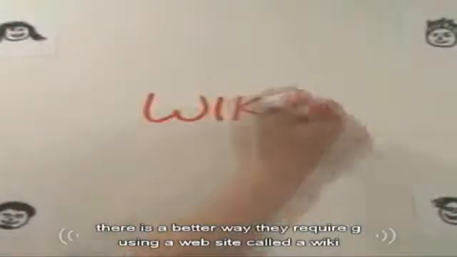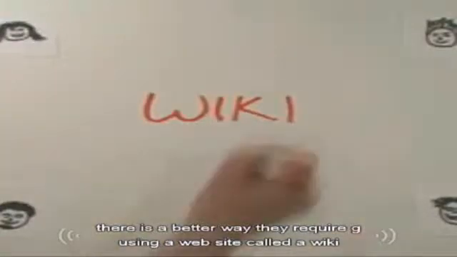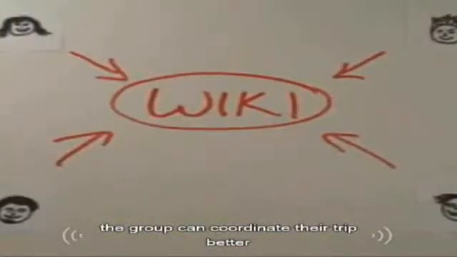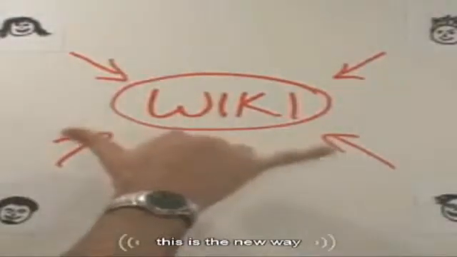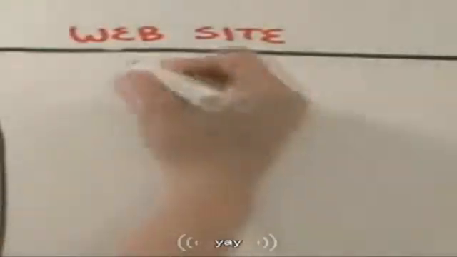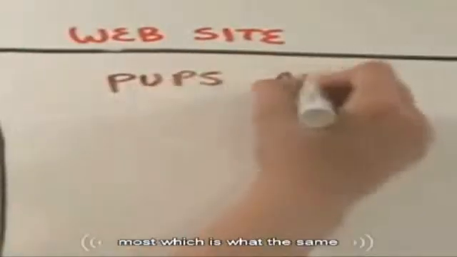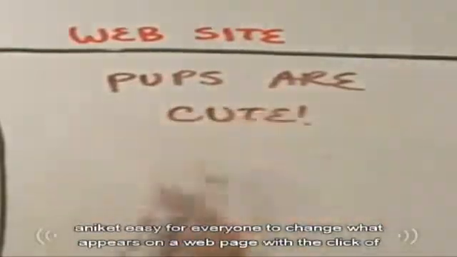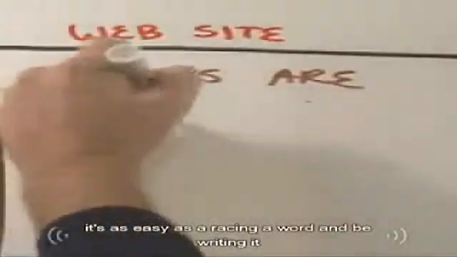It requires using a website called a wiki. Using a wiki, the group can coordinate their trip better. This is the new way. Yay! Most wikis work the same. They make it easy for everyone to change what appears on a web page with a click of a button. It's as easy as erasing a word and rewriting it.